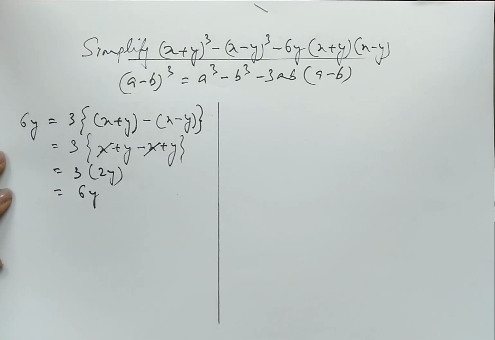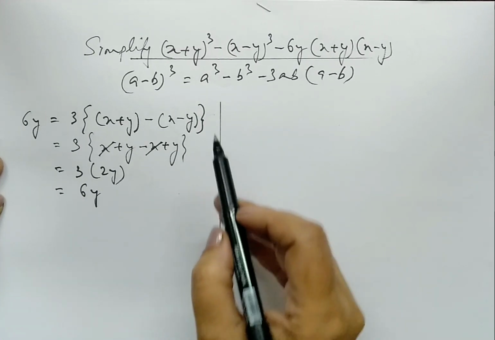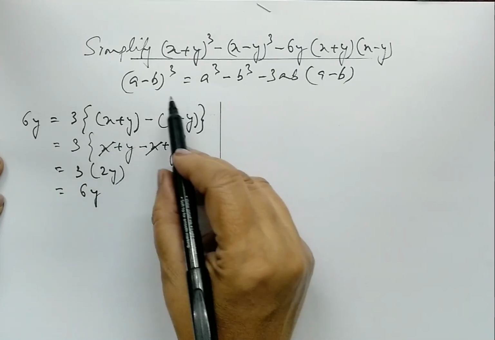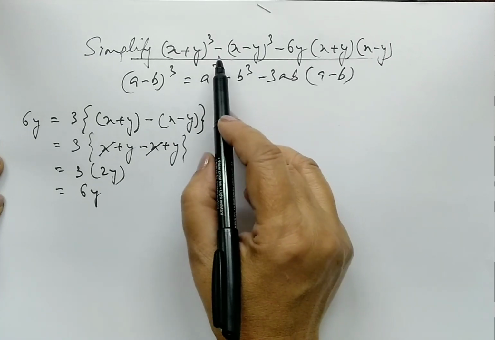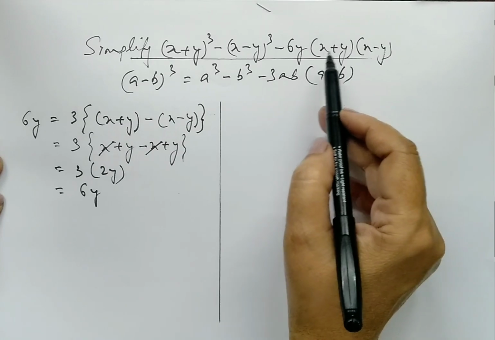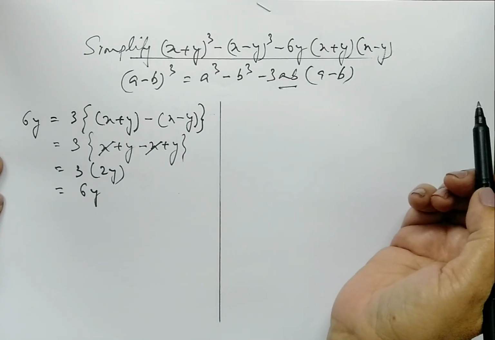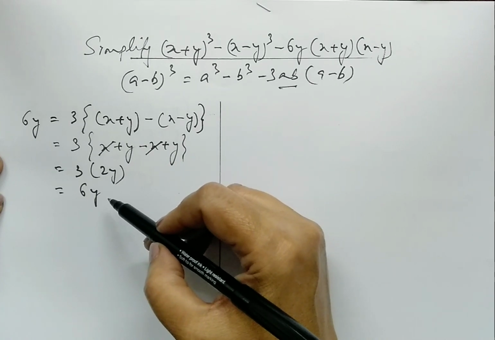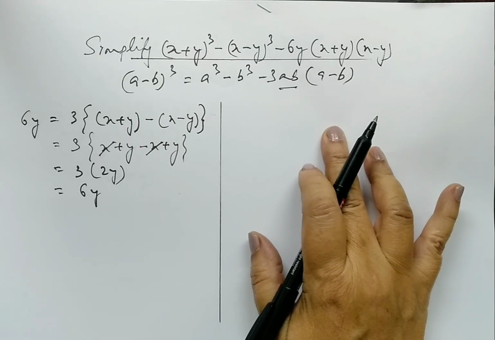So far so good. What about the next step? Can you guess? Having done this, I feel we can configure this as per this. We have our a cube, b cube, a minus sign here, and we also have our 3ab. This portion we already have. This portion we have done here, which is equal to 6y, right? So have you understood so far?